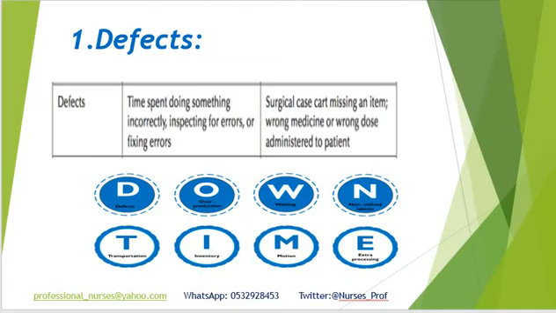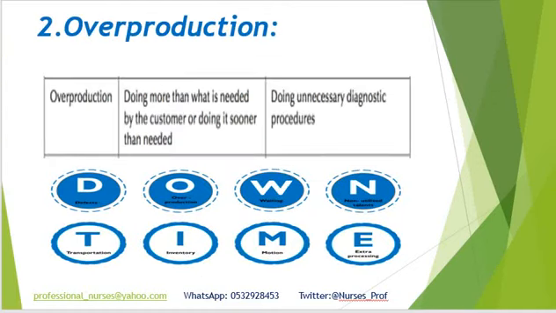The second type of waste in healthcare is overproduction. We mean by overproduction doing more than what is needed by the customer or doing it sooner than needed. An example for that, doing an unnecessary diagnostic procedure.